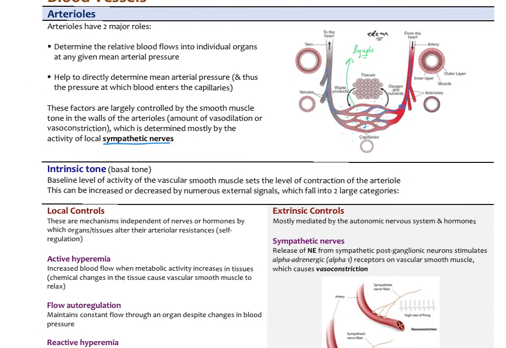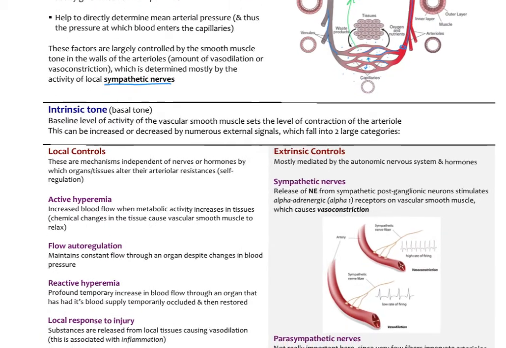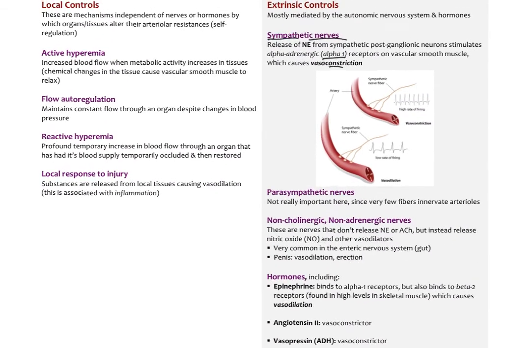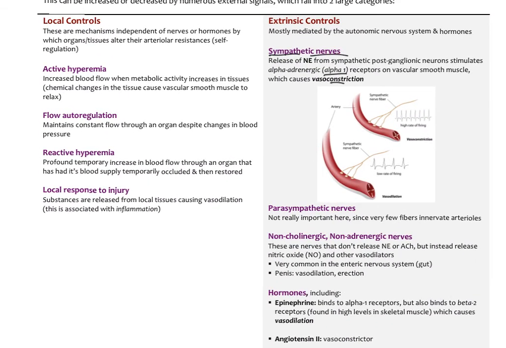Okay, so the baseline activity of the vascular smooth muscle that sets the level of contraction of the arteriole is known as intrinsic or basal tone. And we have different controls on that tone. I'll just start with the so-called extrinsic controls first. I mentioned the sympathetic nervous system, so generally norepinephrine via alpha-1 receptors will be vasoconstrictive. So the higher the sympathetic tone, the more vasoconstriction. Parasympathetics, very few fibers we think innervate these arterioles, so we don't really pay attention to that as much.